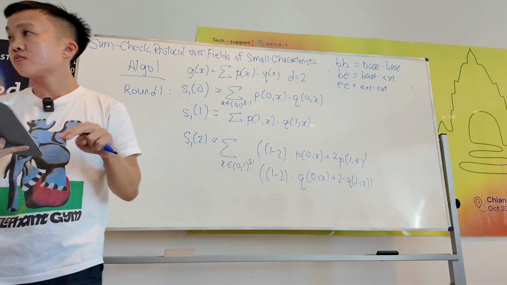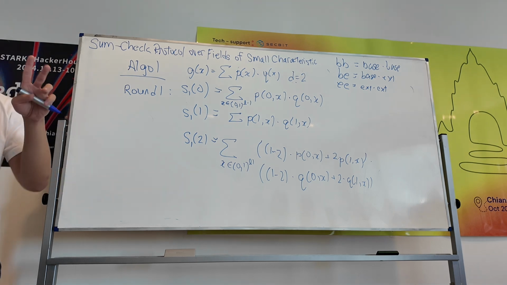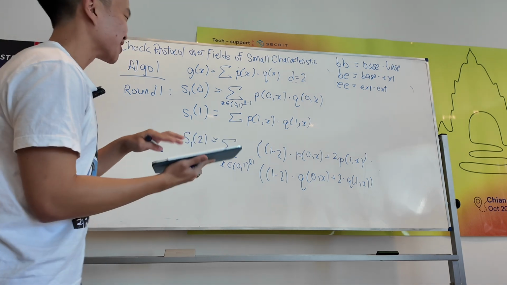Just to confirm, P and Q are univariate polynomials of degree 2? Yeah. Okay. And that's the sumcheck that we're trying to solve. How much more time do I have? No more time. Okay, I'll finish very quickly.